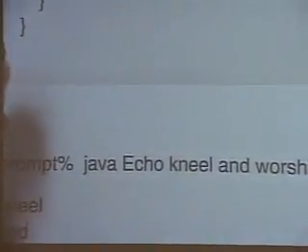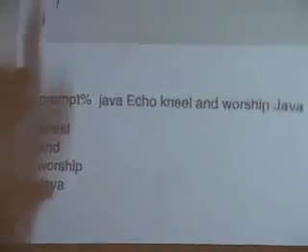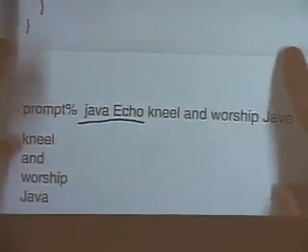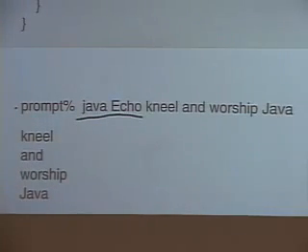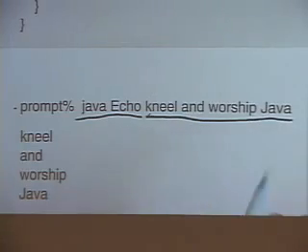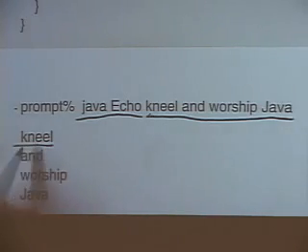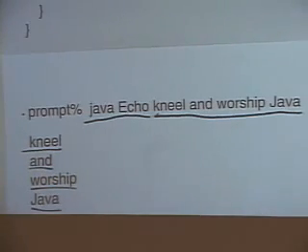So, for instance, if you were to type at the Unix prompt that you want to run the program echo in Java, the echo class, then everything you type after that is command line arguments, and Unix takes them apart wherever there are spaces between them into separate strings. And so you get 4 separate strings here: kneel, and, worship, Java. Any questions about that?